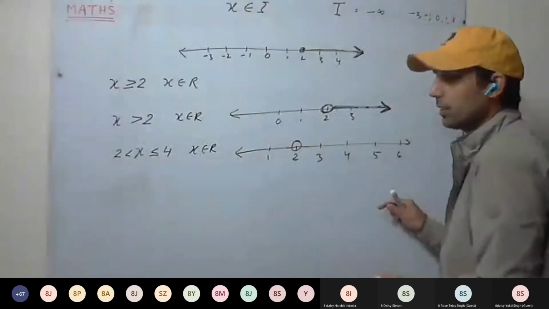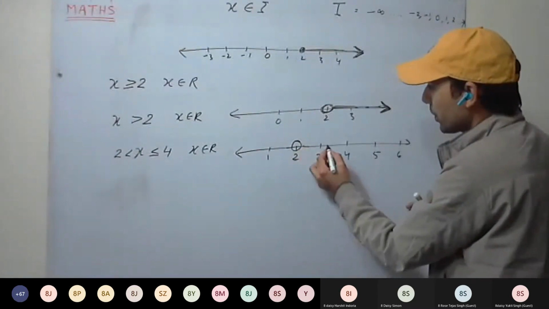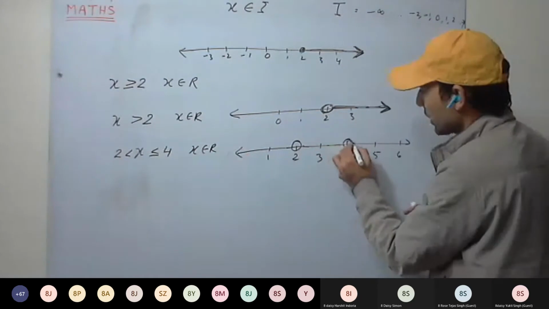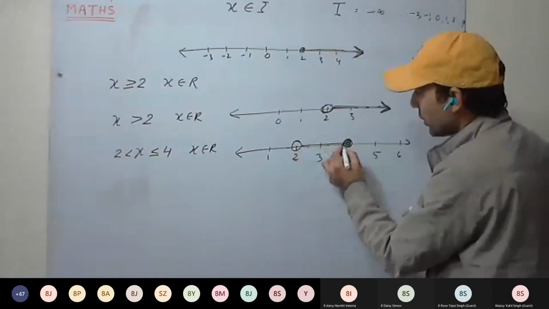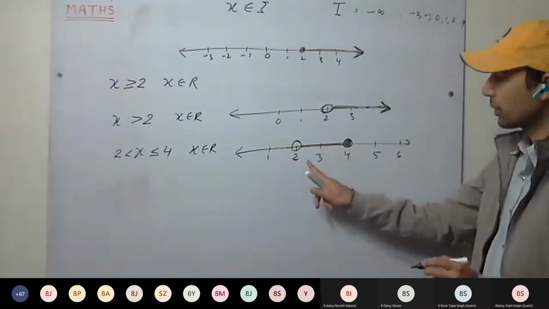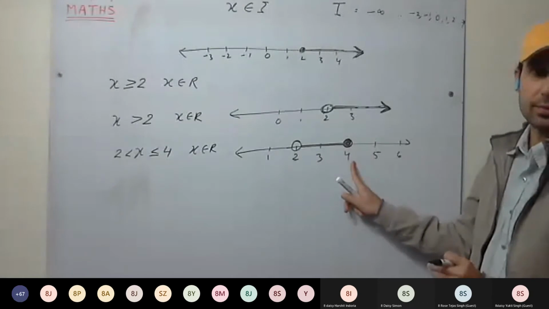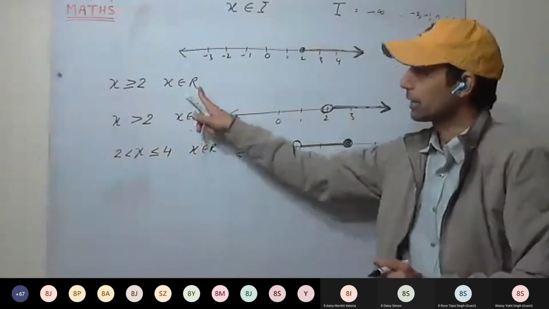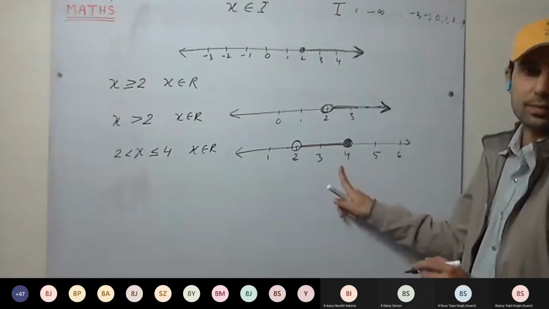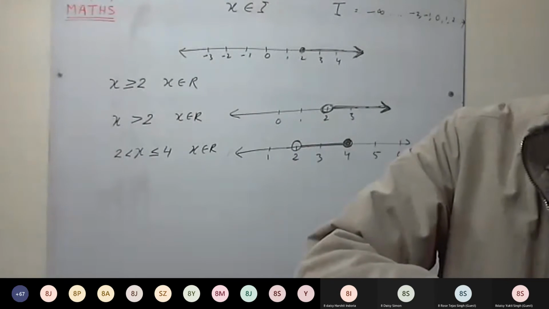So make the circle at 2 and see here. All these numbers are included up to 4, and 4 is equal to 4 as well. So make a circle, fill the circle and draw the line. So all the numbers between 2 and 4 are included, and 4 is included. Understood this one? If it is real numbers. Okay. Now do the third one.